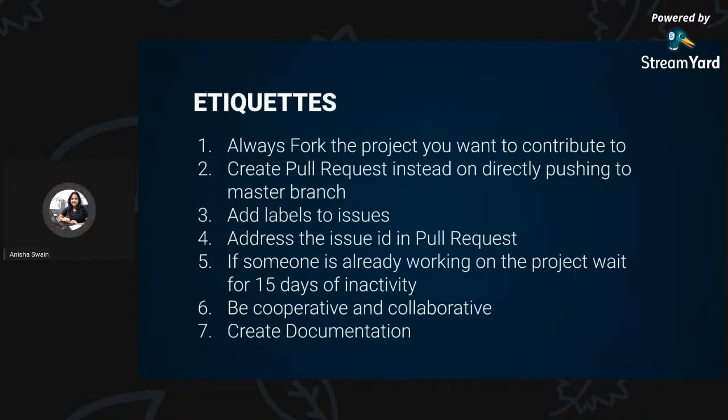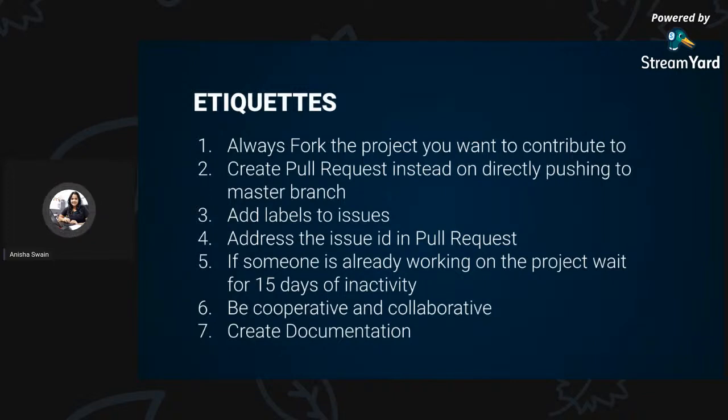You never push to upstream master, because if by mistake the person's master branch breaks, that's going to be a huge issue. Also, create a pull request instead of directly pushing to the master branch. Don't push to your origin master or your upstream master. Always create another branch and create a pull request. Then the pull request review process will go on. You'll rebase and then there is a way to add labels to an issue and add the issue ID with a hash.